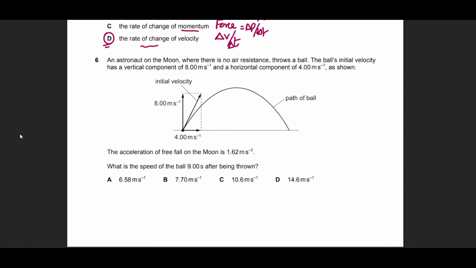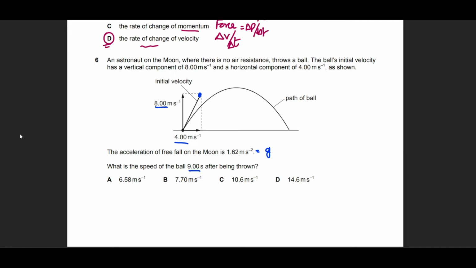Question number 6 is a bit tricky, but let's move on with this. He has given you a certain situation. He hasn't given you the actual velocity. He's given you the components, which is a good thing because we don't have to calculate this on our own. He says that the free fall acceleration, the value of g, is 1.62. And what's the speed of the ball after 9 seconds?